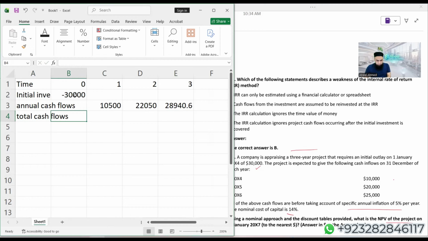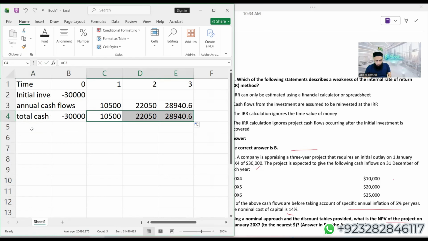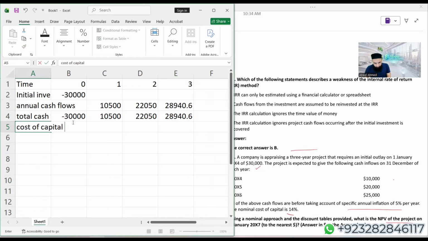So here comes to 30,000. Then obviously cost of capital. Students, they have given us cost of capital discounted 14%. And in exam, of course, shortcut of NPV is available. So you should be using the shortcut of NPV. So let's calculate NPV of the project.